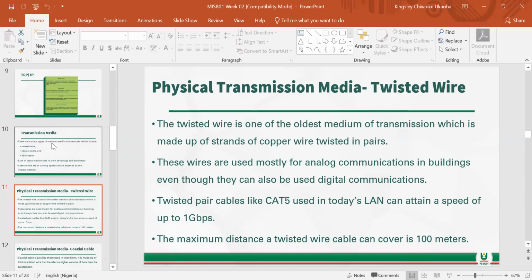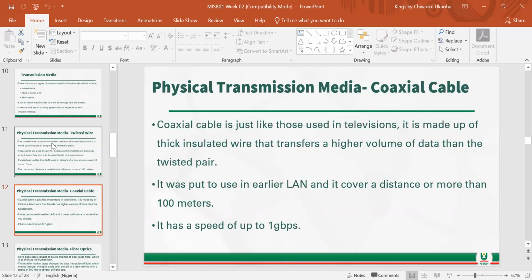Twisted wire is one of the oldest media of transmission, which is made up of strands of copper wire twisted in pairs. They are normally two. They come together, they are twisted together, and then you use a bigger cable to house them. These wires are used mostly for analog communication in buildings, even though they can also be used for digital communication. Twisted pair cables like Cat 5 used in today's LAN can attain a speed of up to 1 gigabit per second, and the maximum distance a twisted wire cable can cover is 100 meters.